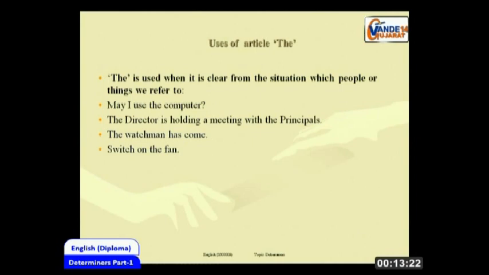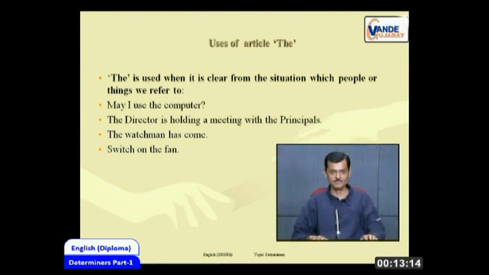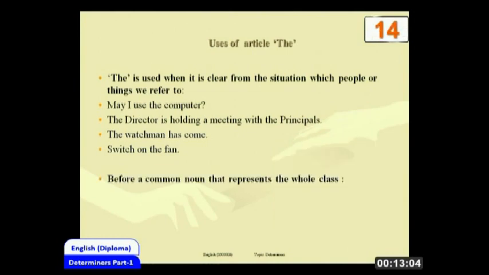For example, I am sitting on a chair directly under the fan. So it is quite clear from the circumstances that I am talking about a particular fan under which I am sitting, and that's why we use article the before it, the fan.